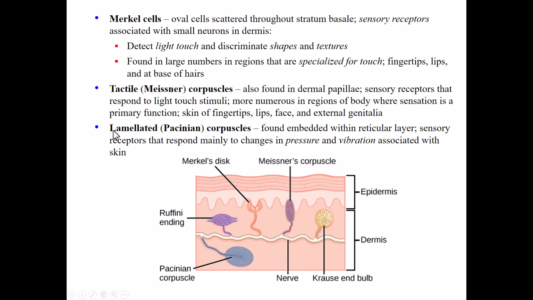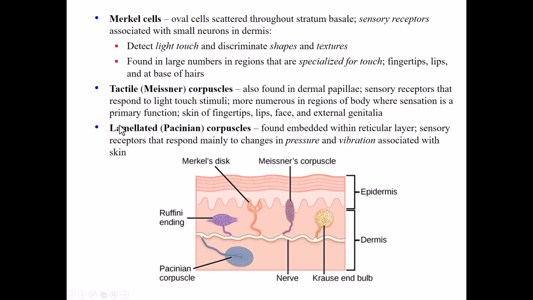So I mentioned receptors, that we have receptors in our skin, and these are our major ones. I pointed out the Merkel cell in the diagram before, and that's in our epithelial. It's associated with small neurons in the dermis. So the sensory receptor is actually in the stratum basale and then is connected to a neuron in the dermis. It detects light touch, discriminates shapes and textures, and is found in large numbers, especially in our fingertips, because that's where we're going to do textures and shapes and all those things.